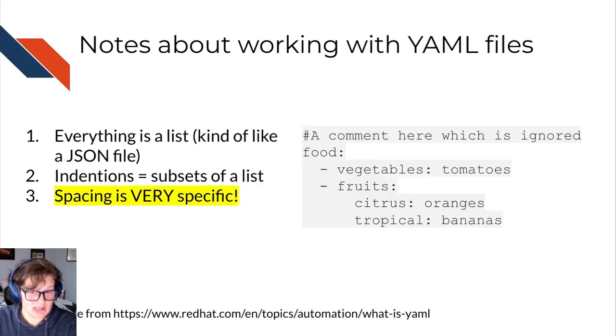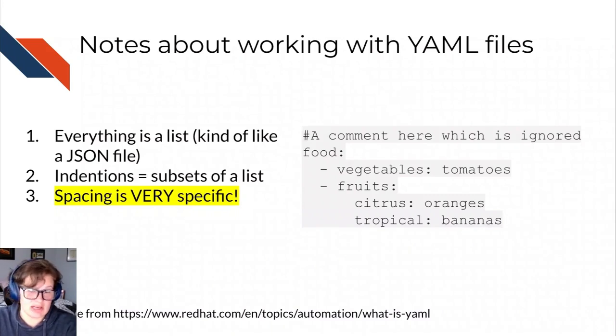So about working with YAML files, everything is a list, kind of like a JSON file in that everything's a list. And we can have subsets of lists within lists, okay? And those indentations are how we create subsets of lists. So on the right here, we see an example. We can notice that we can comment on our YAML files using hashtags or pound signs, whatever you're calling those. And then here we have a list of food, for example, and we have two major subsets, which are vegetables and fruits. And underneath those, we have some lists in there.